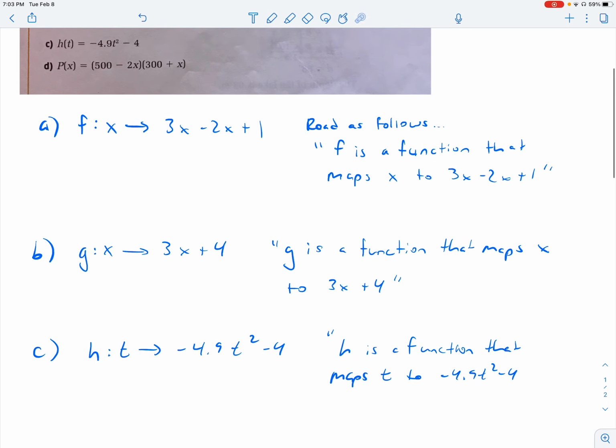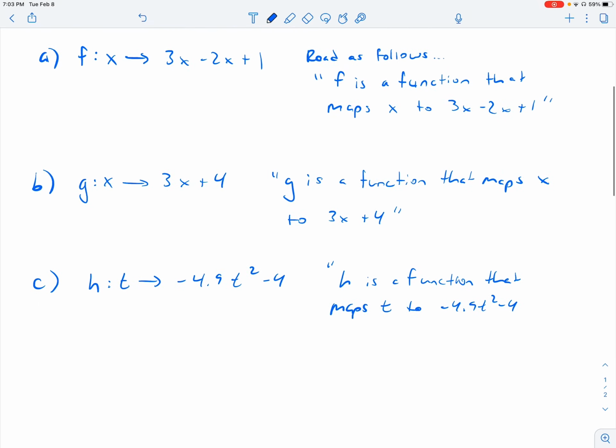Okay, and our last one, this is p of x equal to 500 minus 2x times 300 plus x. So we'll go ahead and write that out. So we'll have p colon x. Okay, so p is a function that's going to map x to this equation, 500 minus 2x times 300 plus x.